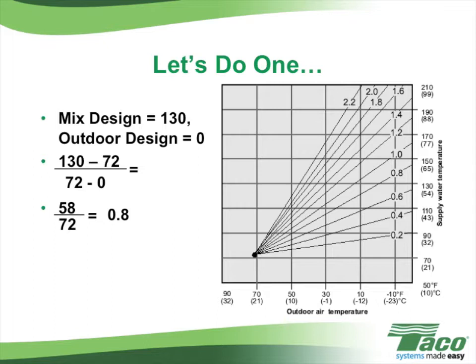Now we can verify that by looking at the chart on the right-hand side of the screen. First, we find 130 degrees over on the supply water temperature side, and then we find the outdoor design temperature of 0 degrees on the bottom axis. We follow the two lines to where they intersect, and it should be at the diagonal line that represents an outdoor reset ratio of 0.8.